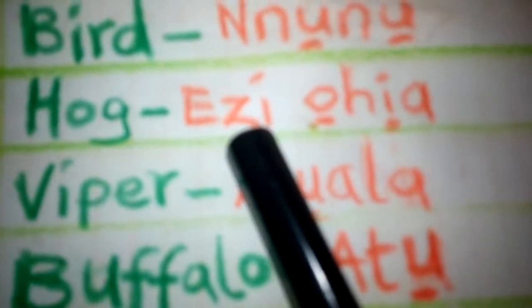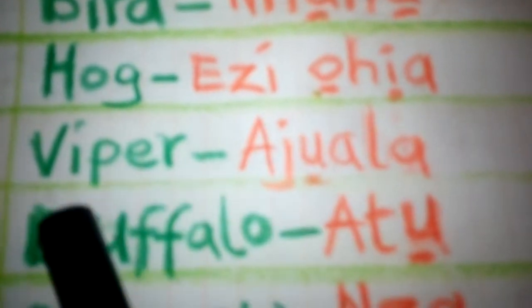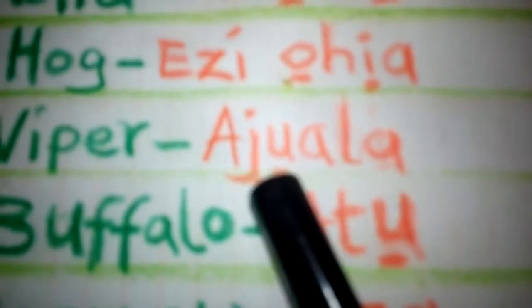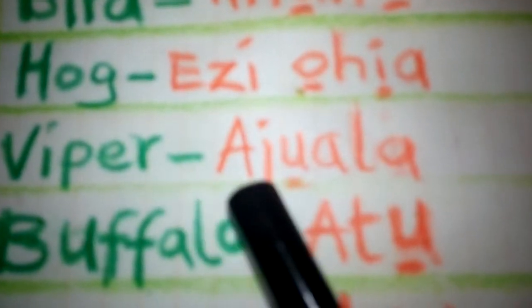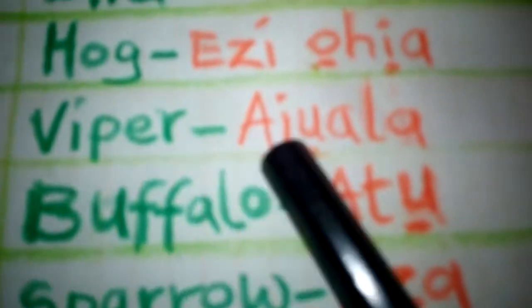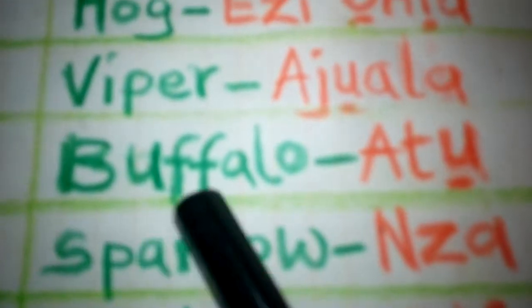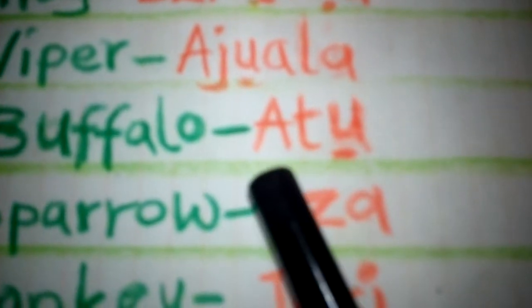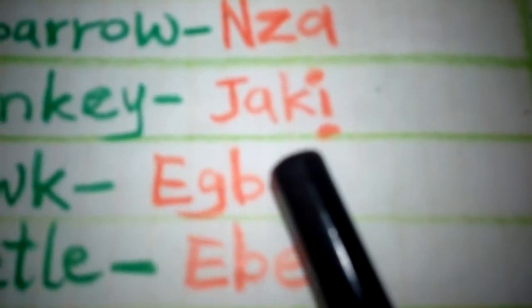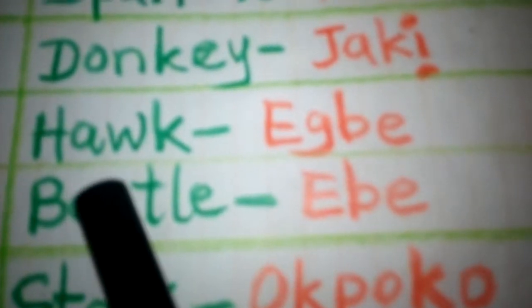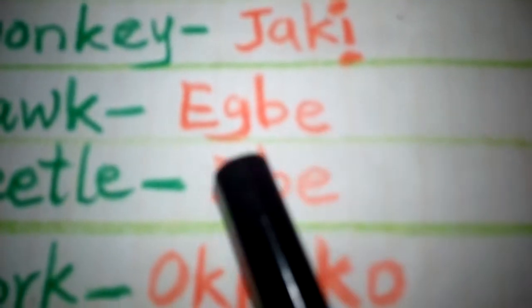Hawk, hawk. Ezi ohia, ezi ohia. Viper, viper is a kind of snake. Ajuala, ajuala. Some people say ajuana. L and N. Ajuana. Ajuala. Buffalo, buffalo, atu, atu. Sparrow, sparrow. Nza, nza. Donkey, donkey. Jackie, jackie. Hawk, hawk. Egwe, egwe.